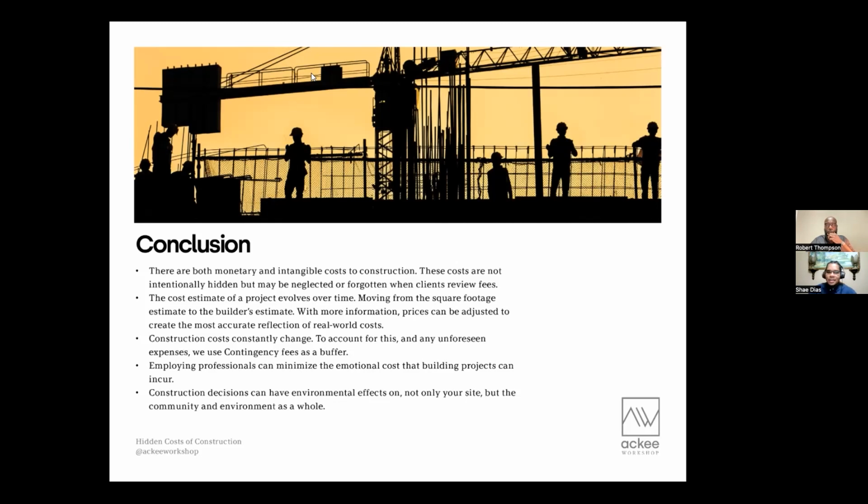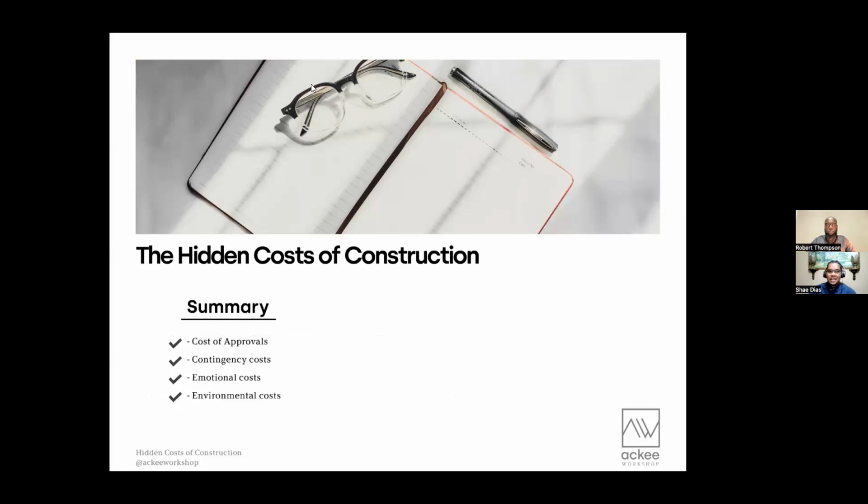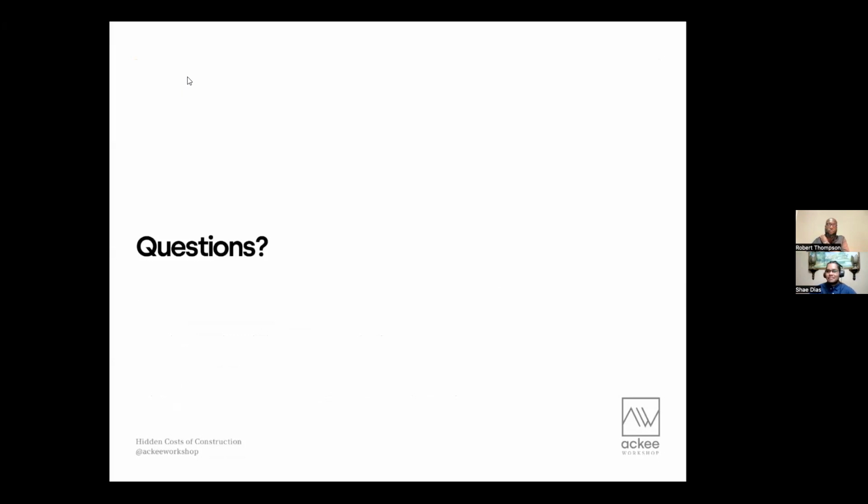So if you take anything away from this, just remember that some hidden costs of construction are the cost of approvals, the contingency costs, the emotional costs, and the environmental costs. Thank you for your time, and if you have any questions, go ahead and ask.